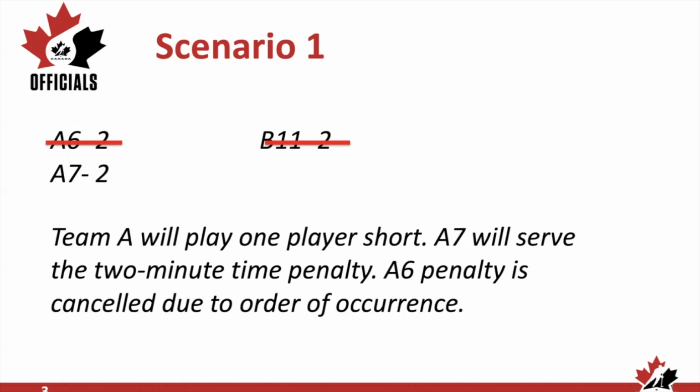So in this case, after 2 minutes, A7 will come onto the ice right away, then play 5-on-5. A6 and B11 can return to the ice the first whistle after 2 minutes, because technically they're no longer serving time penalties, but they still have to serve their minor penalties.